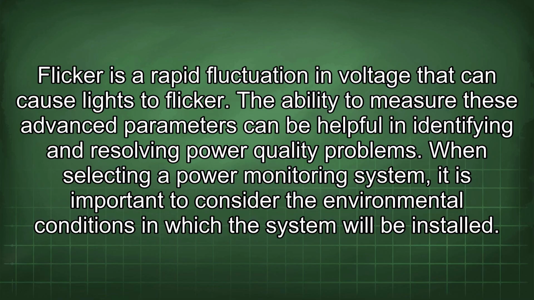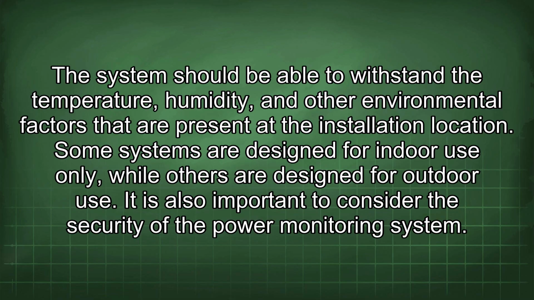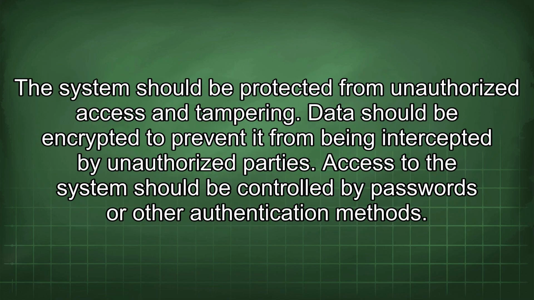When selecting a power monitoring system, it is important to consider the environmental conditions in which the system will be installed. The system should be able to withstand the temperature, humidity, and other environmental factors that are present at the installation location. Some systems are designed for indoor use only, while others are designed for outdoor use. It is also important to consider the security of the power monitoring system. The system should be protected from unauthorized access and tampering. Data should be encrypted to prevent it from being intercepted by unauthorized parties. Access to the system should be controlled by password or other authentication methods.